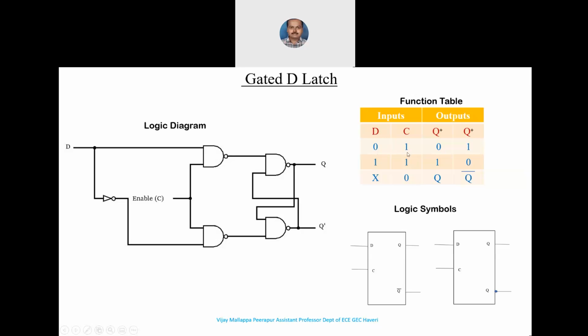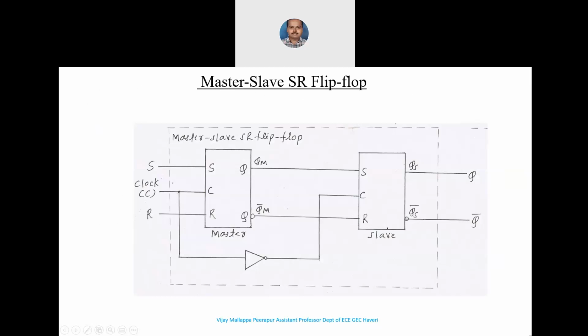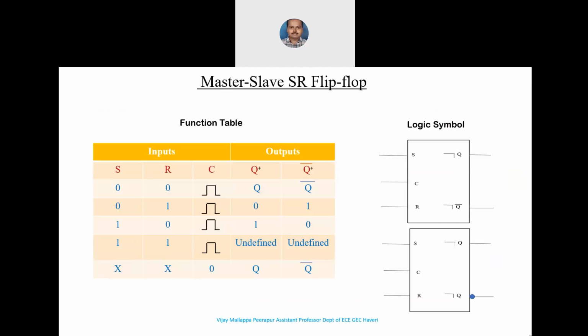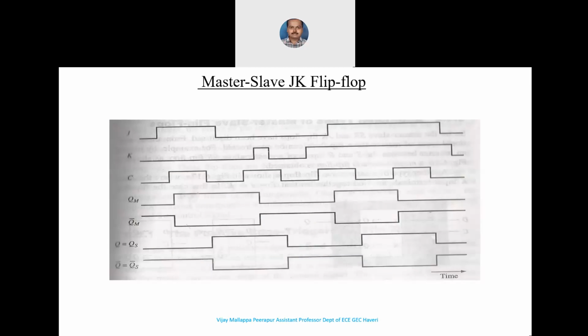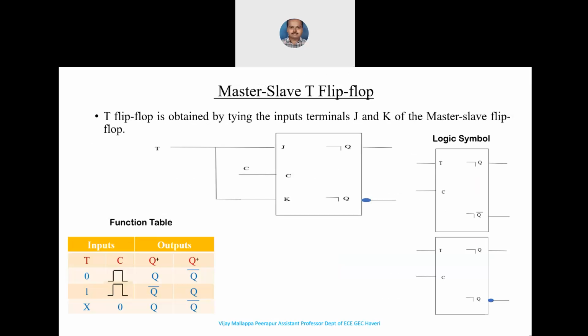When D is 0 and the clock input is applied, the next state is equal to 0 here. When D is 1 and the clock input is applied, it is equal to 1. And when the clock input is 0, irrespective of whether D is 0 or 1, the next state is always equal to the previous state. This is about the master slave D flip-flop.